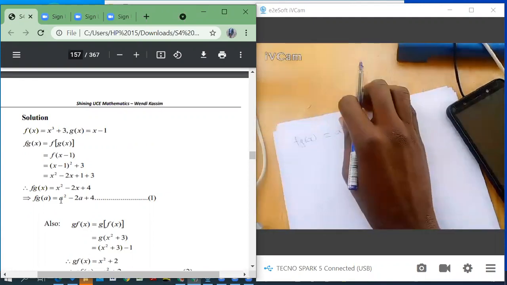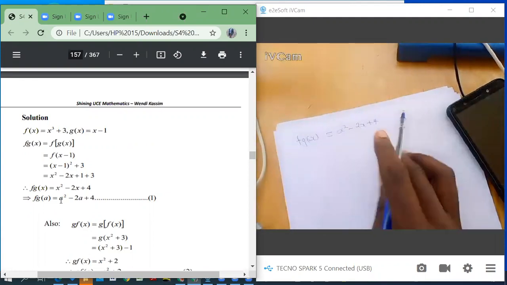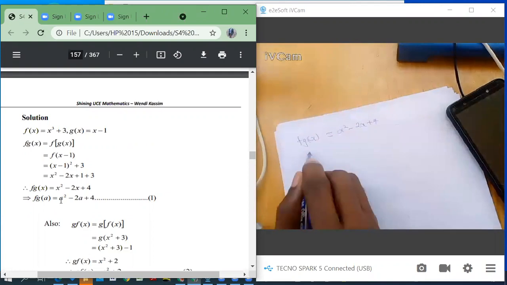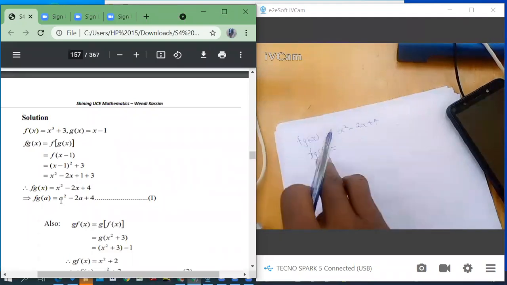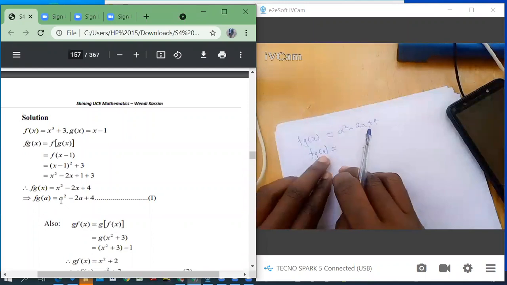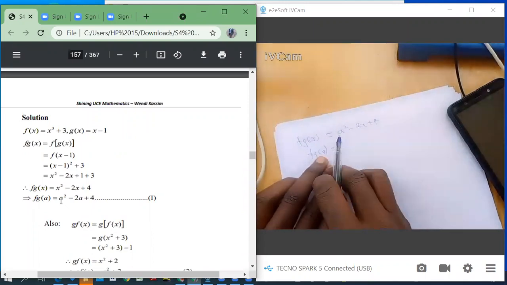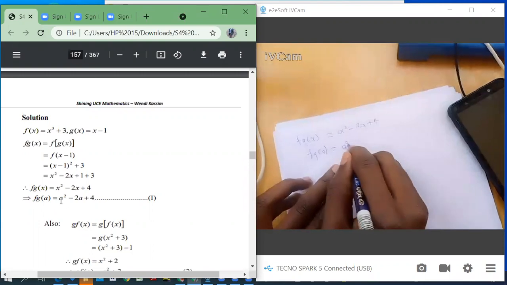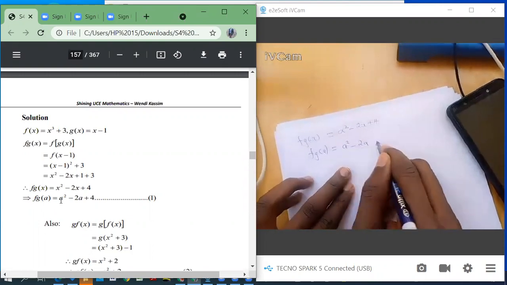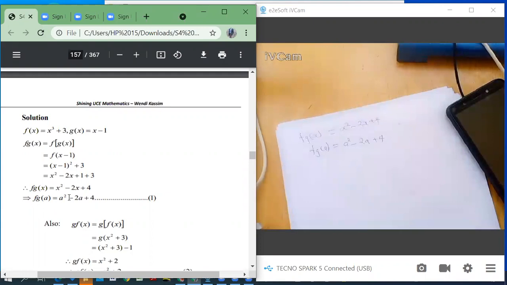We have this one now, right? But the question was, we have to find fd of what? A, okay? Which means where there's x, we shall substitute with a. Where there's x, we substitute with it. So it will give us a squared minus 2a plus 4, right?